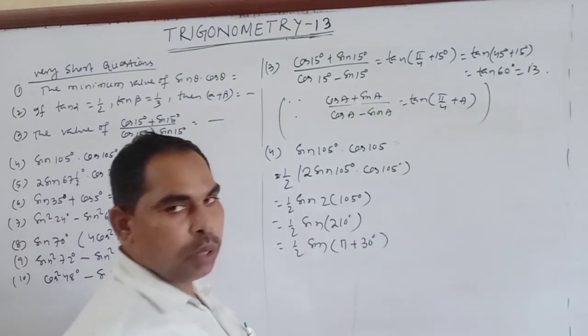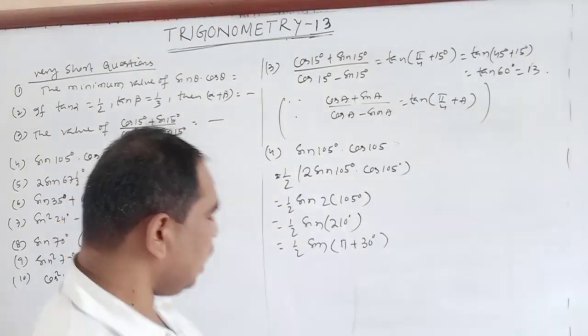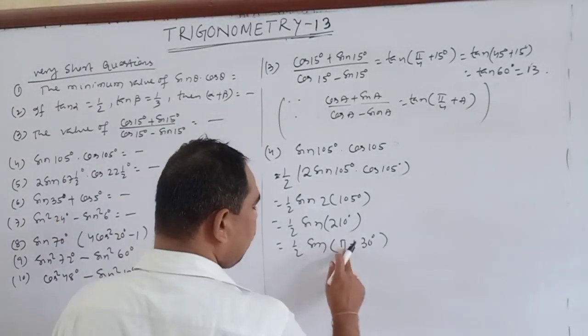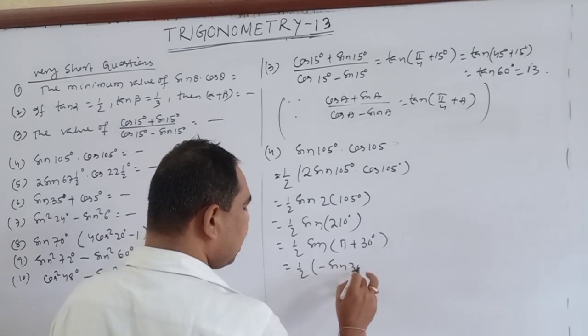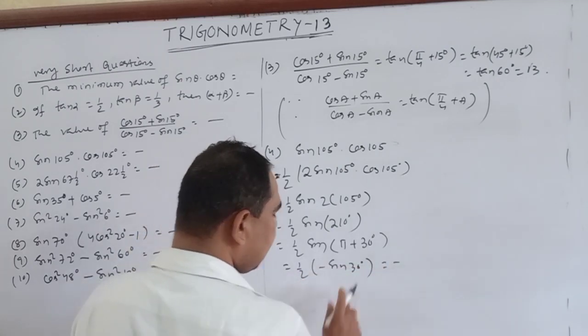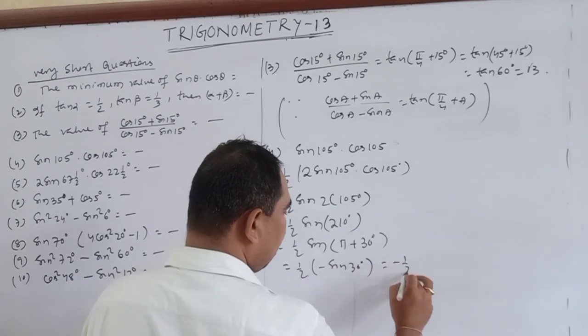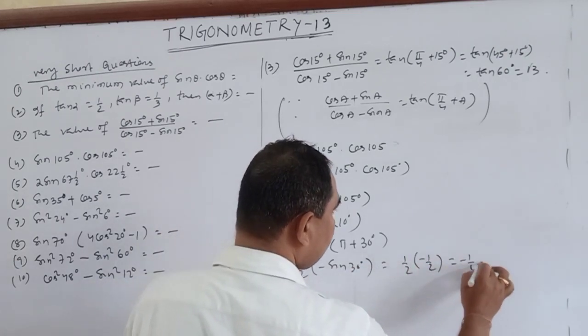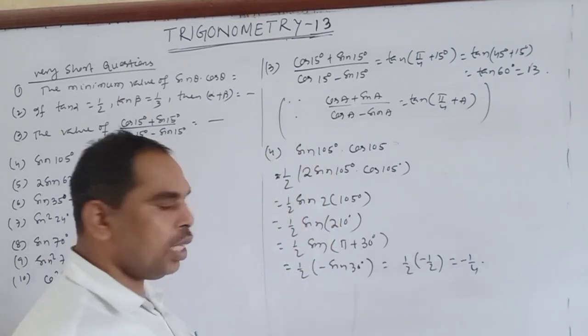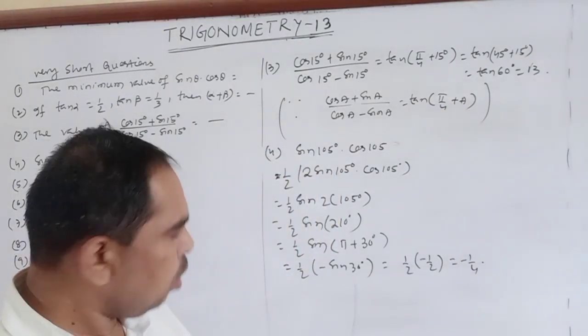Because π means 180, plus 30 means 210°. So sin(π + θ) is equal to minus sin θ. So half into minus sin 30° is equal to minus, sin 30 means half, so half into minus half is equal to minus 1/4.